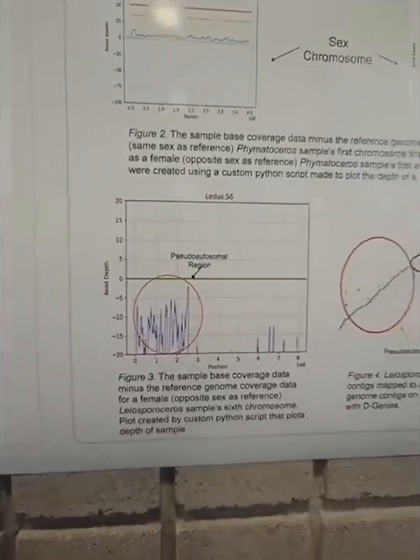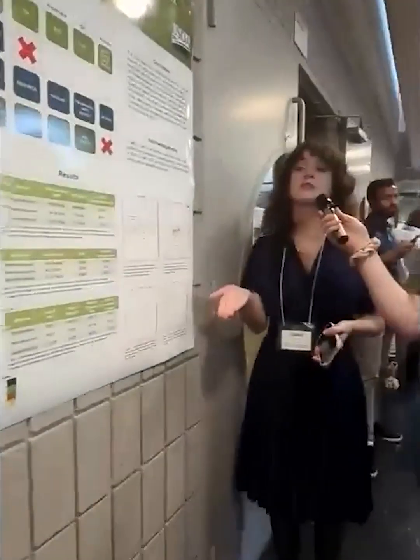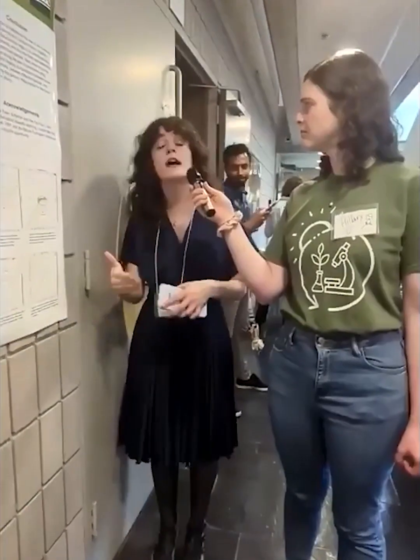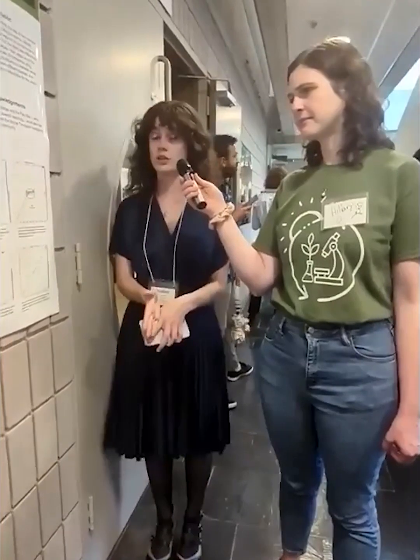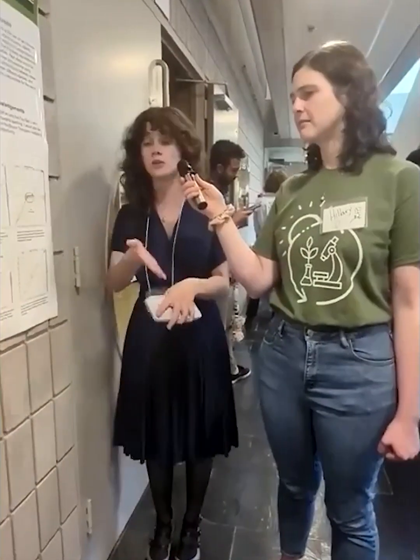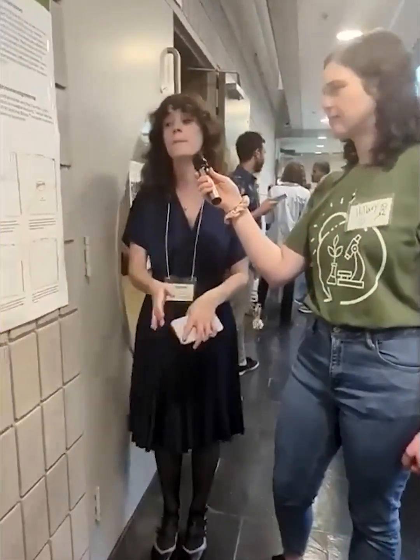So it is an opposite sex sample. And in that sample specifically, that area that is less different than the rest of the sex chromosome is a pseudo-autosomal region, or the region between the U and the V that still can recombine.